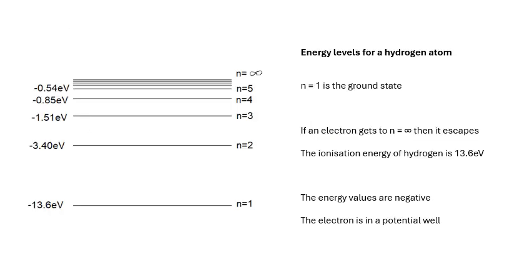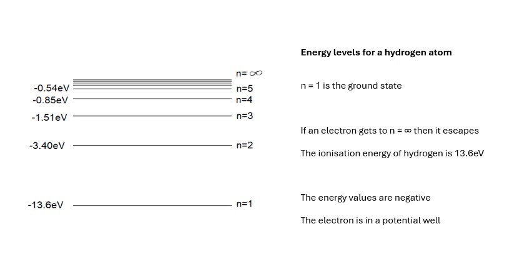This is a more complicated diagram. This shows energy levels for a hydrogen atom. We will only ever do a hydrogen atom. Other atoms have more than one electron, it's a lot more complicated. But hydrogen, very simple, just one electron. So n equals 1 is the ground state, and then it can jump up to other higher energy levels or fall back down again. If an electron gets to n equals infinity, then it escapes.